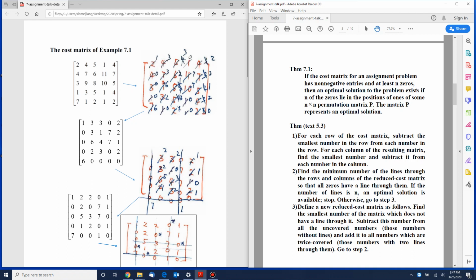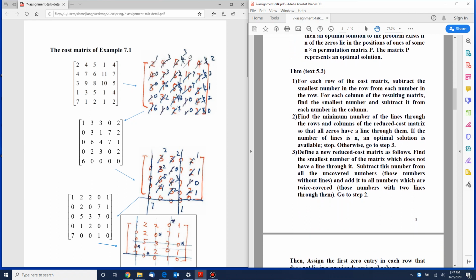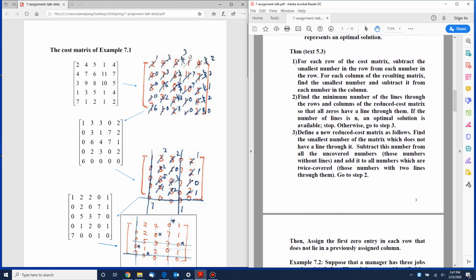And first of all, we follow the theorem in the textbook and work on the matrix we wrote on the left. So the first step: we write down the cost matrix, and then for each row of the cost matrix, subtract the smallest number in the row from each number in the row.